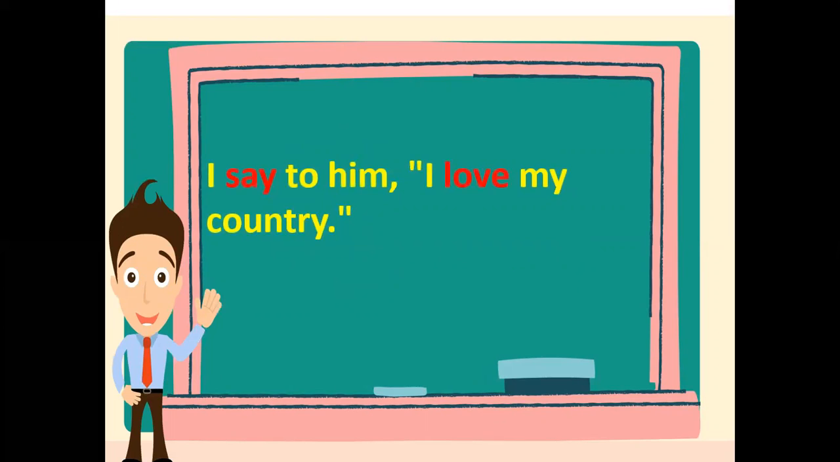Let's see the example. I say to him, I love my country. What is my reporting speech? It is I say to him. What is the reporting verb? It is say. Say is present indefinite tense. So love, that is the reported verb, will remain unchanged. See what we have: I say to him that I love my country. So love is not changed. Why? Because the reporting verb say is in present tense.